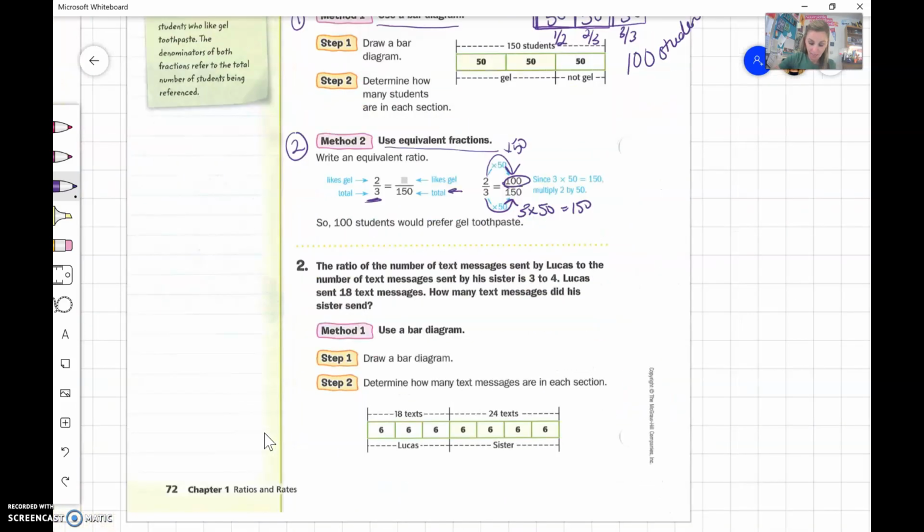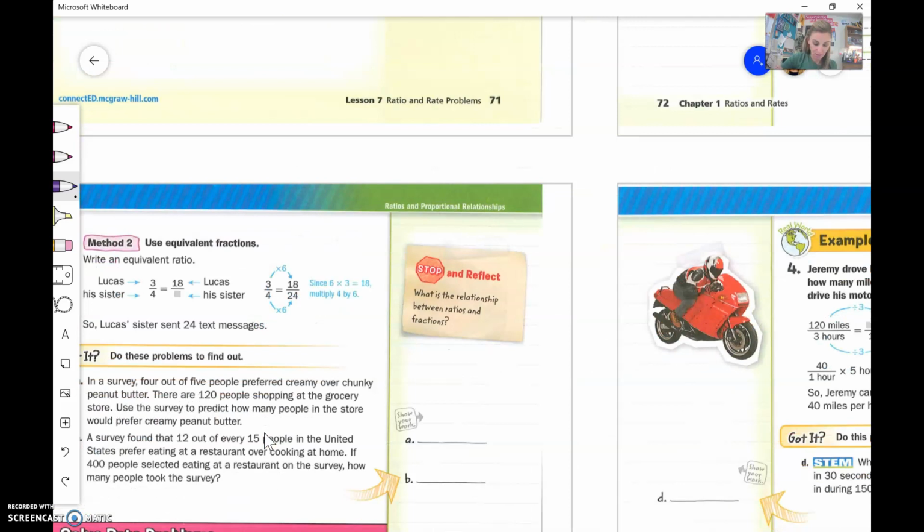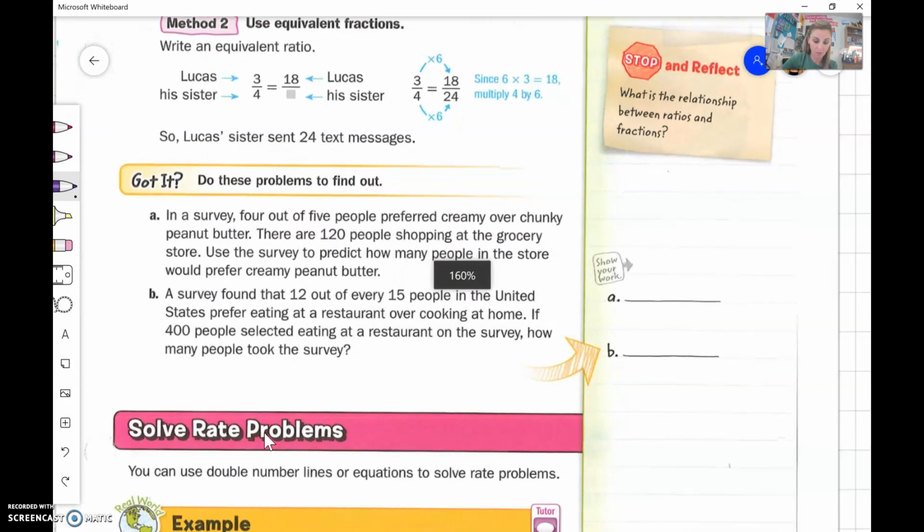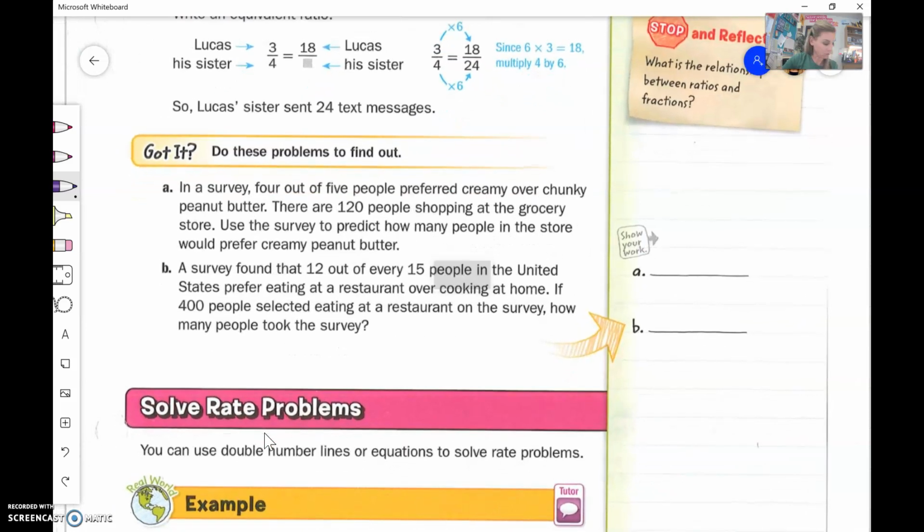Okay, let's go over, turn your page, and we're going to solve some problems right here. On page 73, let's take a look at A. Again, make sure you're writing exactly what I'm writing. In a survey, 4 out of 5 people prefer creamy over chunky peanut butter.